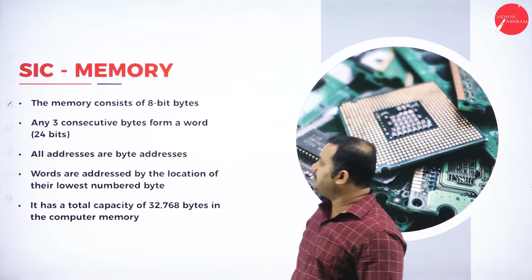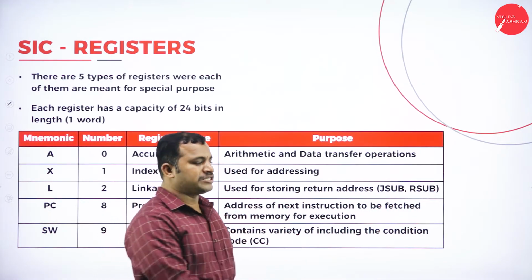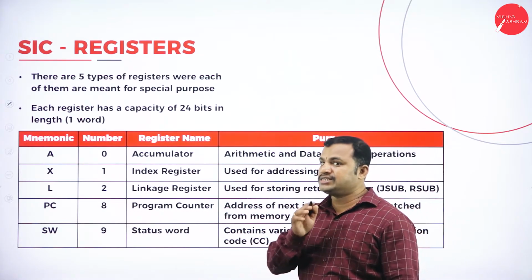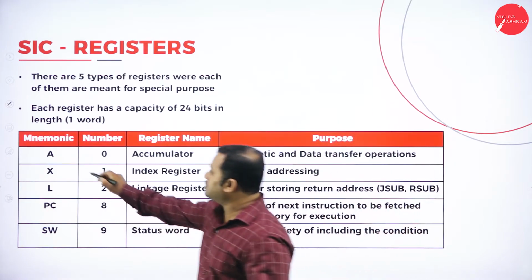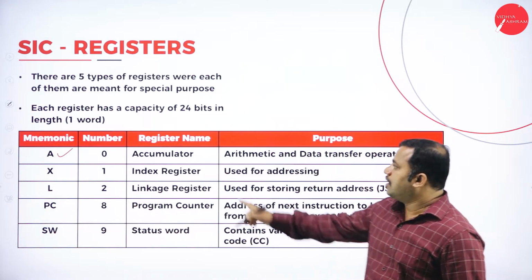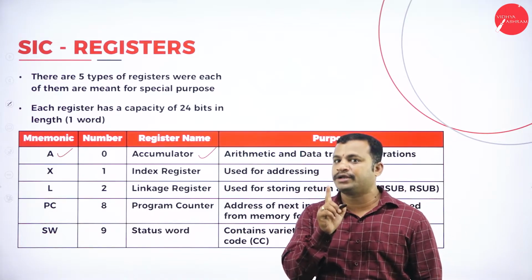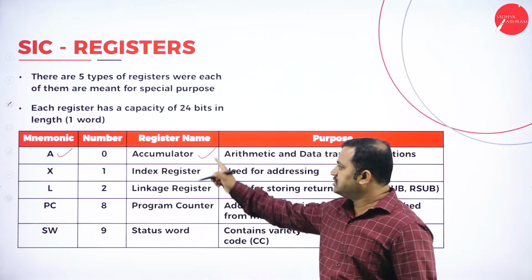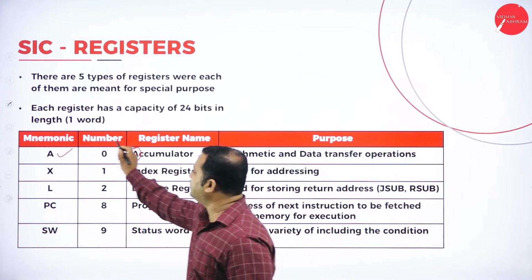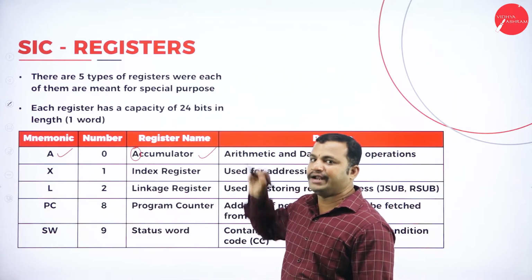It is byte addressable. Then we have the second criteria, that is registers. Which are the different types of registers supported in the SIC standard model? The first one is mnemonic A. The register name assigned to it is accumulator. Please don't forget to remember this accumulator. The first character of the word accumulator indicates A. So I have the mnemonic or symbol A to represent an accumulator.